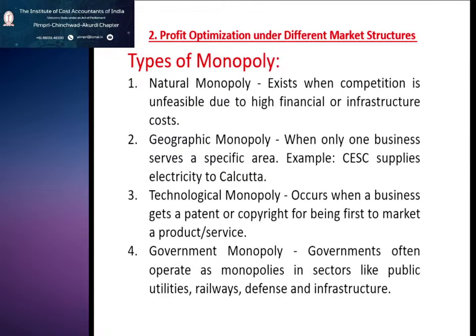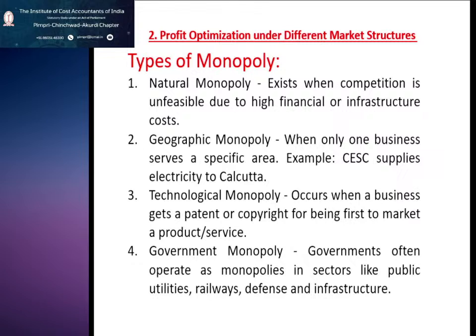Now let's see the types of monopoly that are prevailing in the economy. Natural monopoly, geographic monopoly, technological monopoly, and government monopoly. Now let's understand one by one what is meant by natural monopoly. So natural monopoly exists when competition is unfeasible due to high financial or infrastructure cost. Just the case of Coal India. So huge infrastructure is involved and huge infrastructure cost is required to be incurred for that kind of a monopoly or that kind of a market share to be gained by Coal India. So this is a natural monopoly.